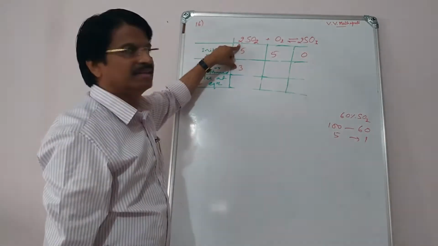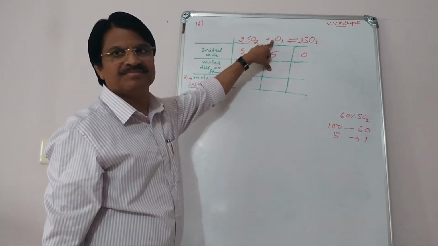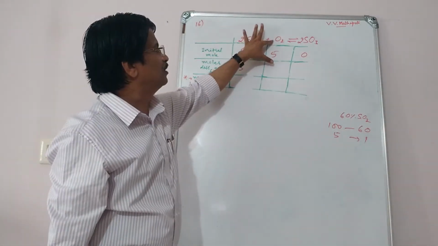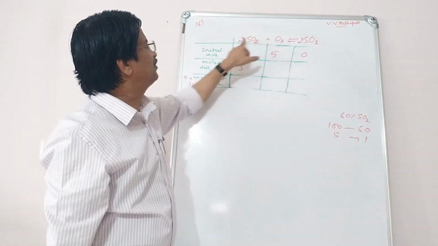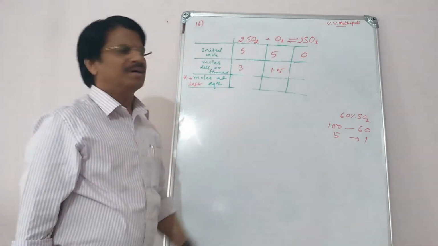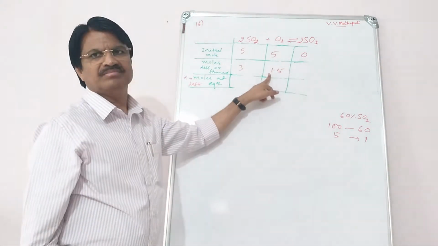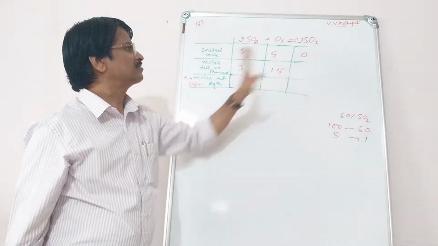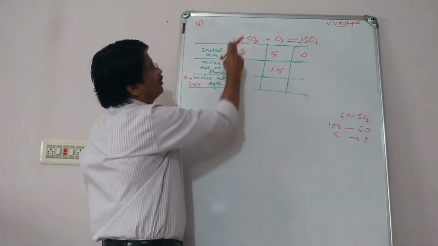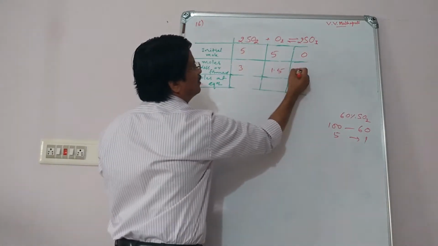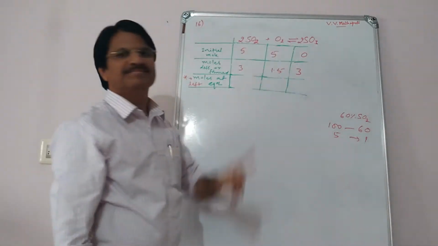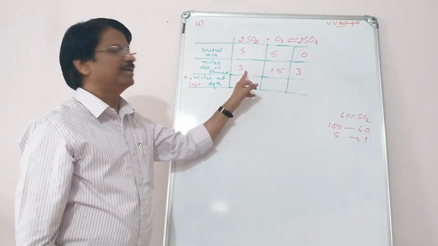For 2 mole it is 3, for 1 mole how much? Think like this and write: 1 is half of 2, therefore half of 3 is 1.5, or you can write 3 by 2, which is 1.5. Last, for SO3, 2 gives 2, so 3 gives 3. Like this, you complete the second line.